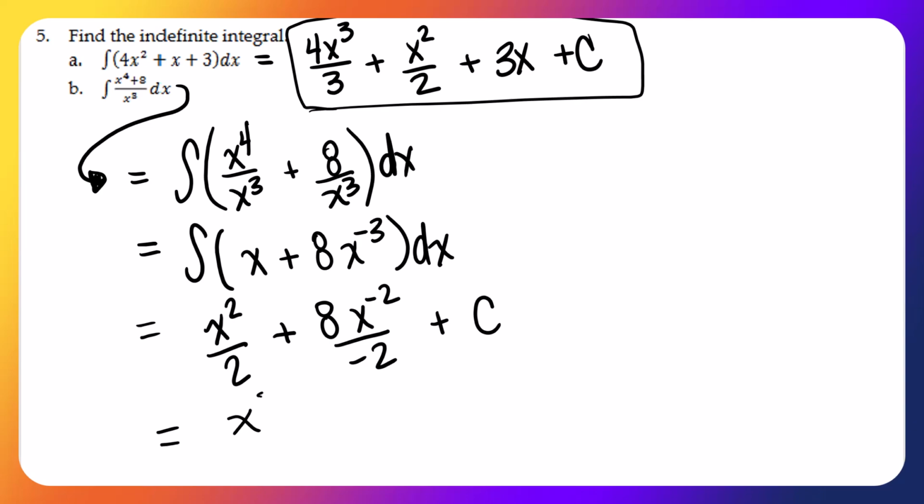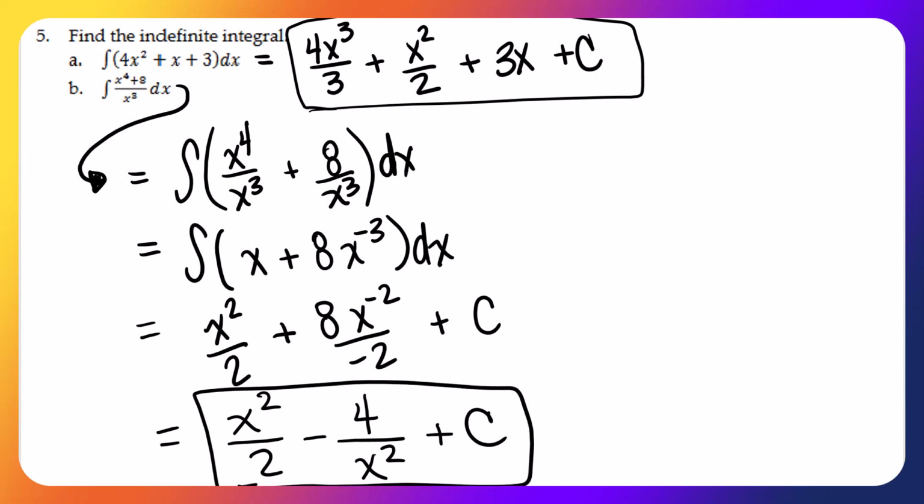So then rewriting a little bit to clean this up, we would have 8 divided by negative 2, which would give me a negative 4. And then x to the power of negative 2 would be the same thing as x squared, but in the denominator. And then again, that plus c at the end for our constant of integration.